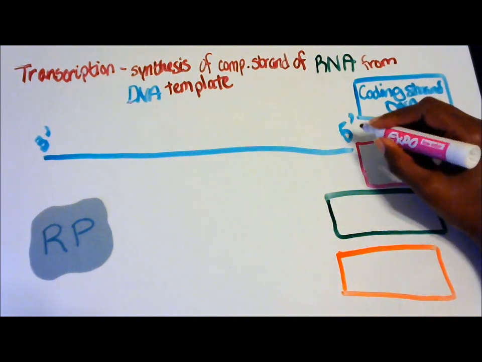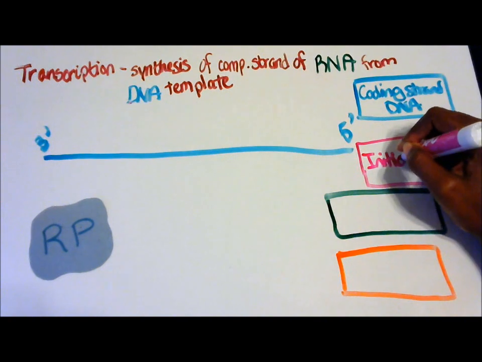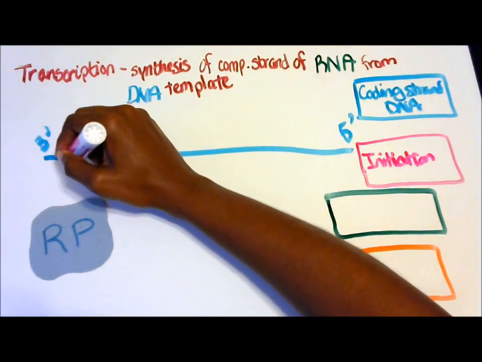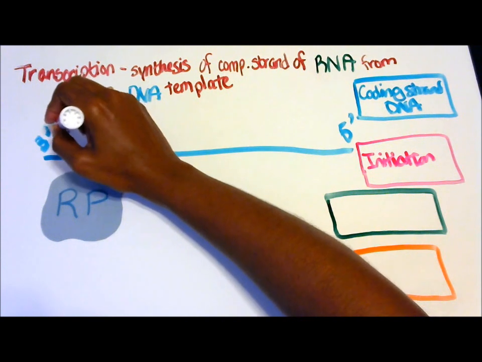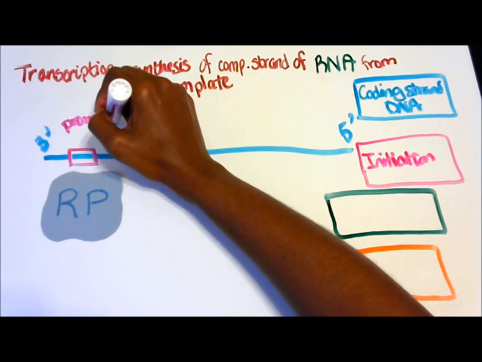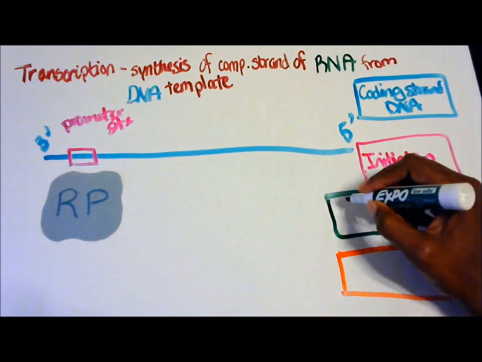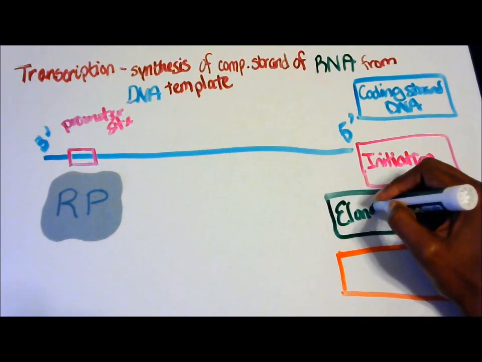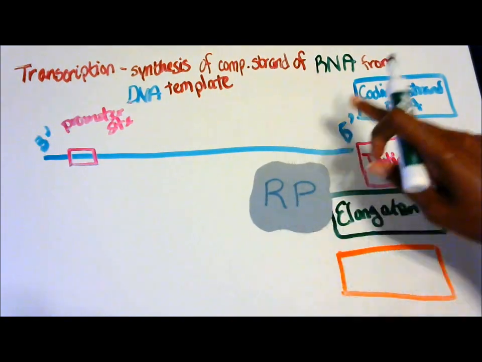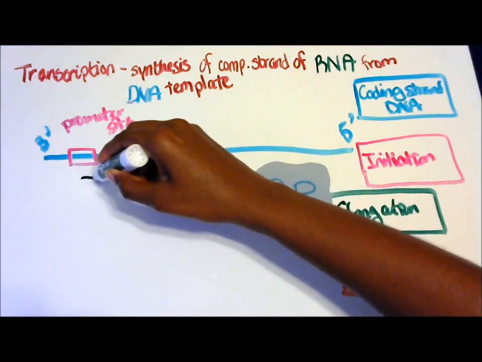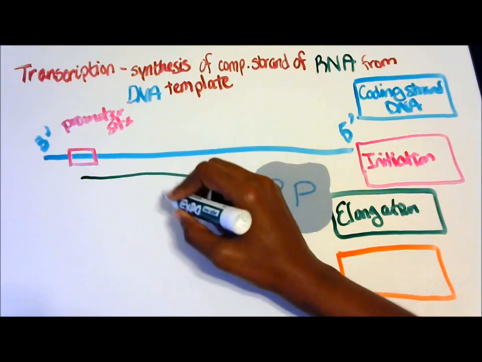Our first phase or stage is initiation, and that is when the RNA polymerase attaches itself to the promoter site. Our next phase is elongation. So our RNA polymerase moves along the coding strand of DNA in the 3' to 5' direction, picking up our RNA nucleotides.